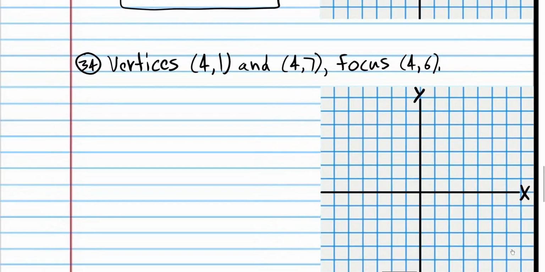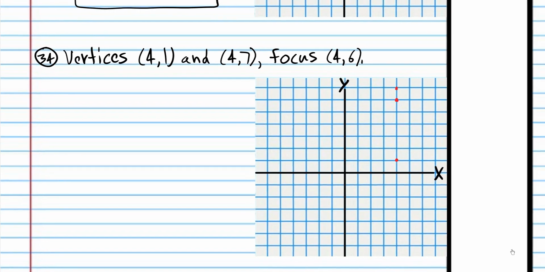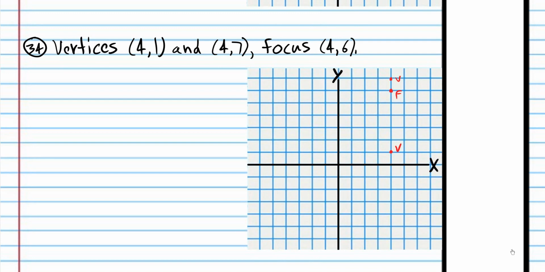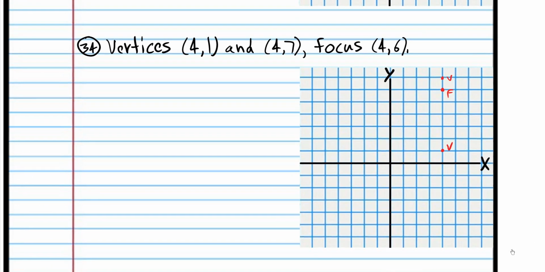And 34 is also a slightly different problem. We're given the vertices and a focus. So 1, 2, 3, 4, 1. And 1, 2, 3, 4, 7. All right, so those are our vertices. And we're given a focus at 4, 6. So I'm going to write F and V just so I can keep track. So obviously, based on our knowledge of foci and vertices and ellipses, we know that the other focus is going to be here. I don't know if we really need that. I'm going to make the center green. The center has to be that green dot because that's exactly 3 from one vertex and 3 from another vertex vertically.